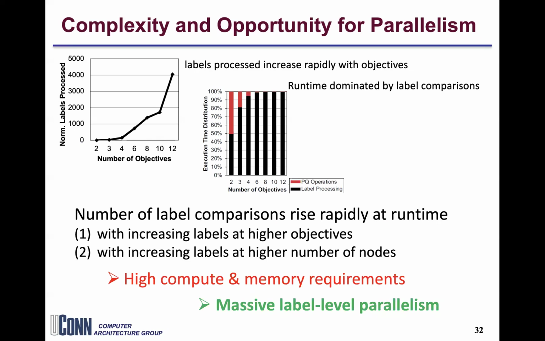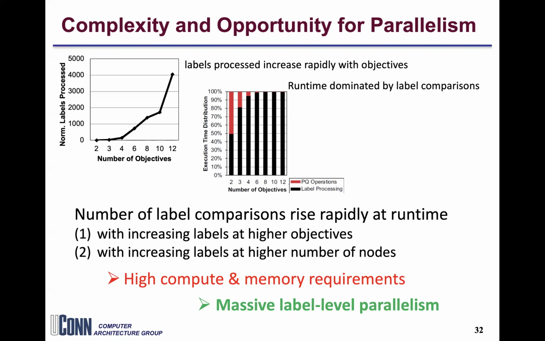So these dominance checks increase rapidly because you have an increasing number of labels, and the number of labels increases with the number of objectives. If you have one objective, you have one label. With two objectives, you can have many labels. If you have 12 objectives, you are going to have many, right?